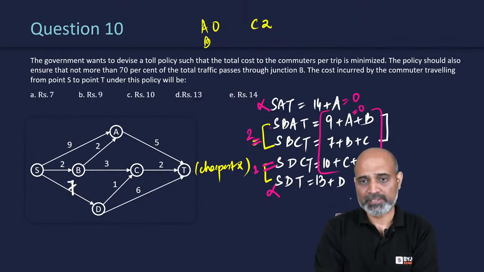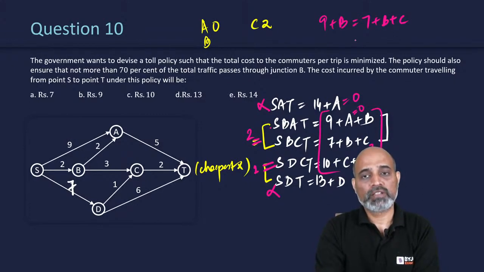So this is 9 already. So C is going to be 2. Like I said, if you equate these, we will have 9 plus B is equal to 7 plus B plus C. Solve करोगे ना, तो B गया, C आ जाएगा 2. Right? From there I'm getting C as 2.